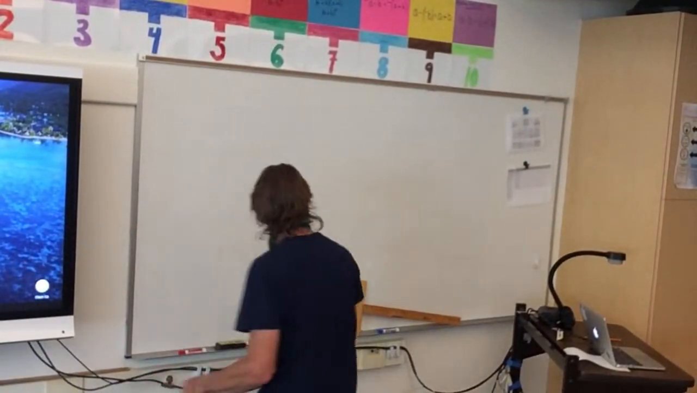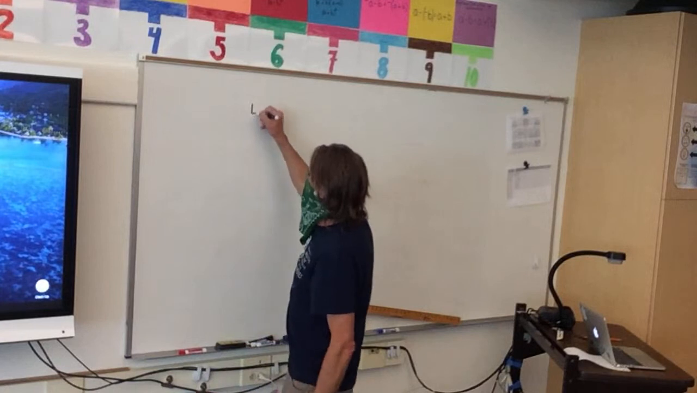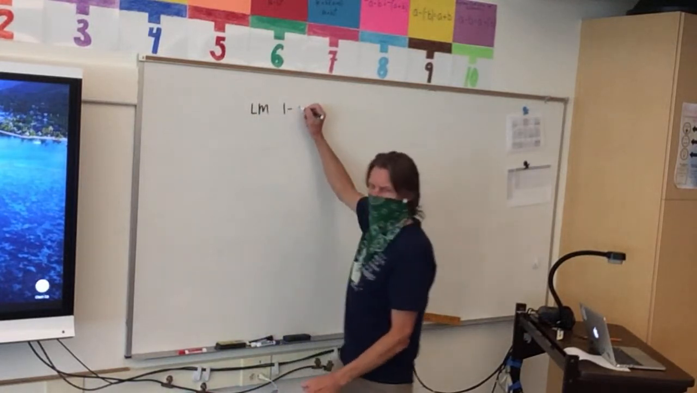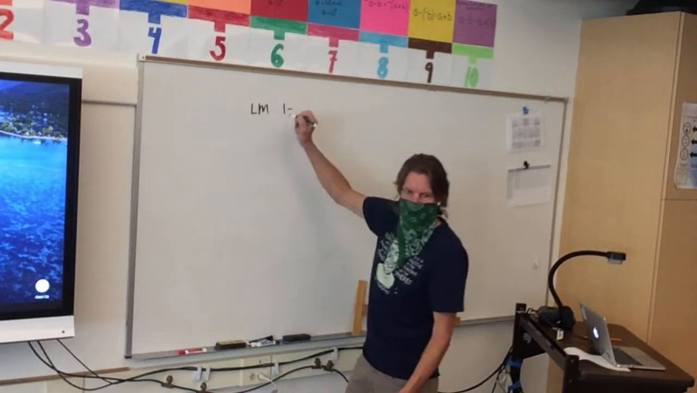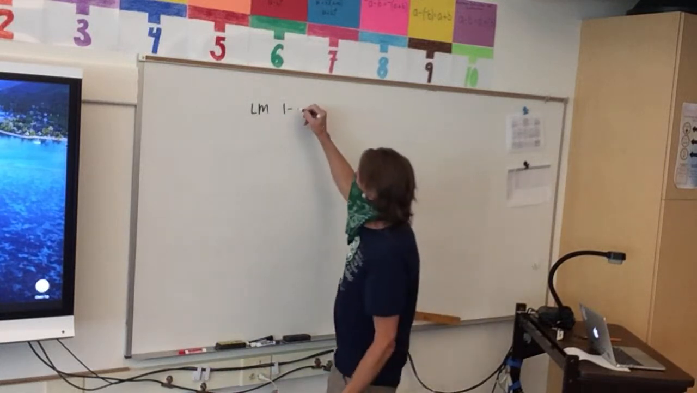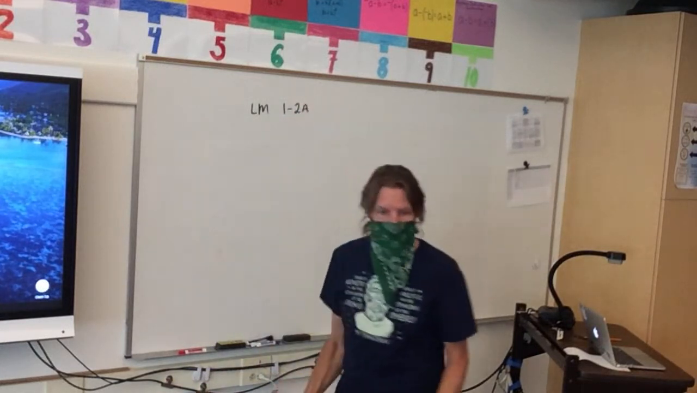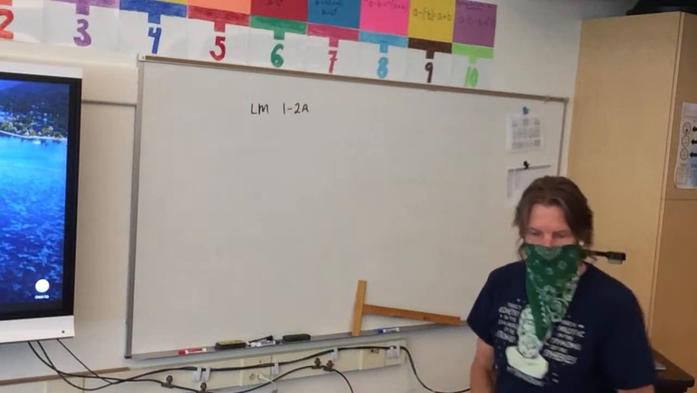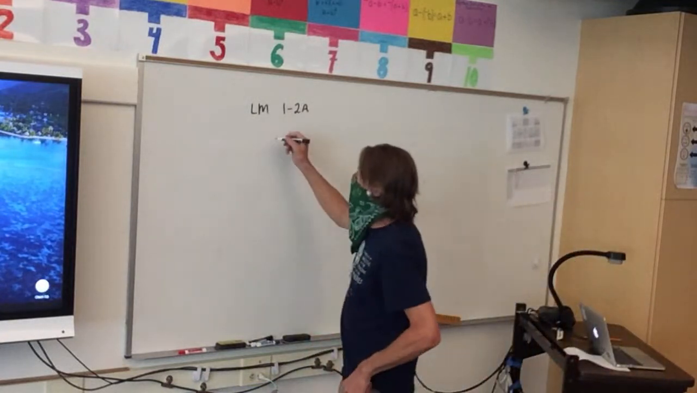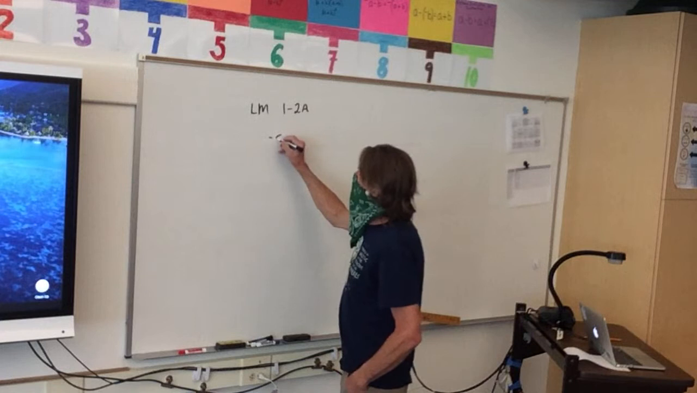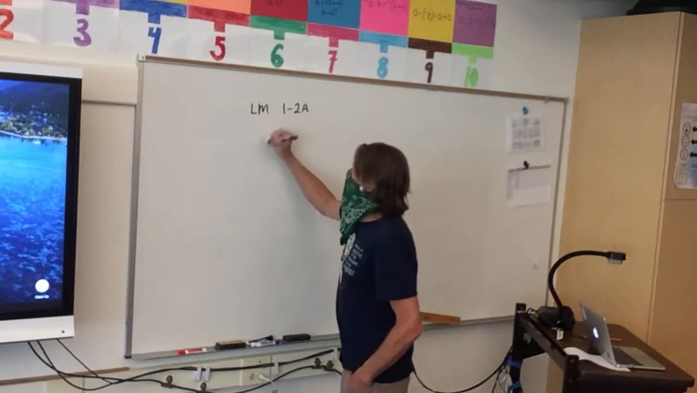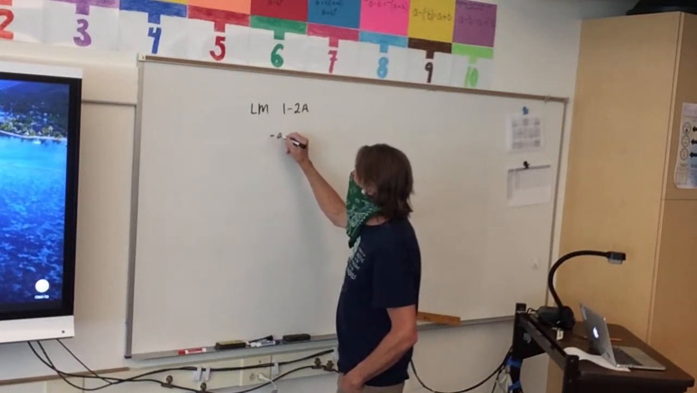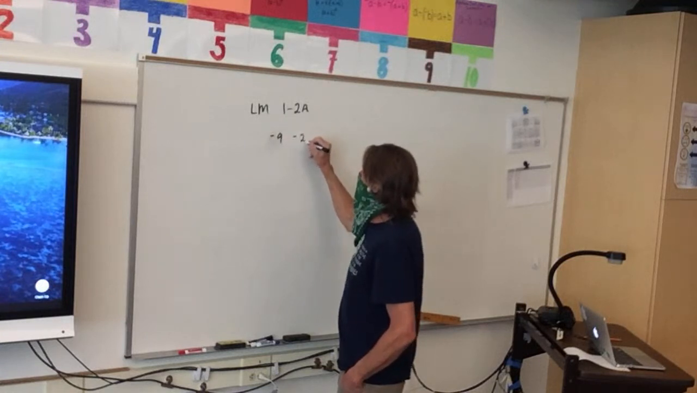All right, so we're taking a look at the lesson master. Is it 1-3? Is that the lesson master? 1-2A. Oh, it's 2A? Yeah. Okay. So what were the three digits again that are given? -9, -6, and -2.